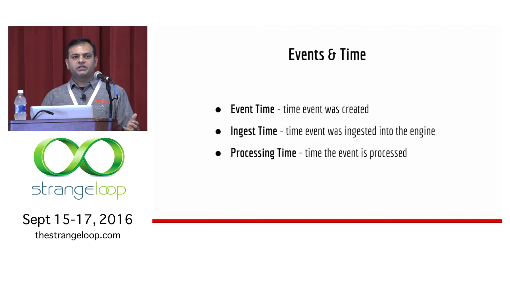And the last one is processing time. That's the time when your computation operator or your engine actually sees that. So if you have a digraph of operations that you've connected together, each one will see it at a different time because everybody is not getting it at the exact same time.